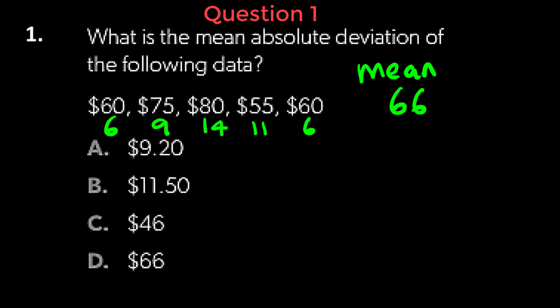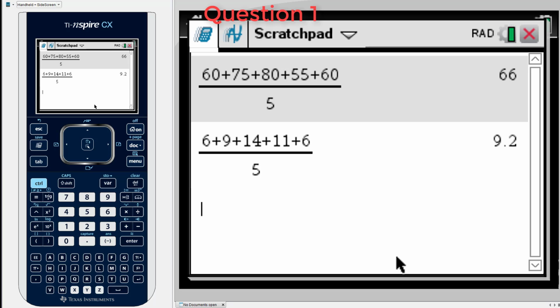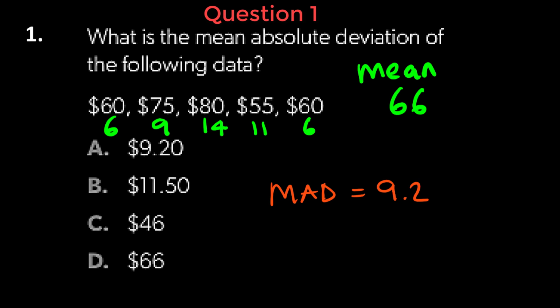The difference of each data point is written underneath, and then we will average these numbers to find the mean absolute deviation. Averaging these numbers, we get 9.2 as the mean, so the correct answer is A.